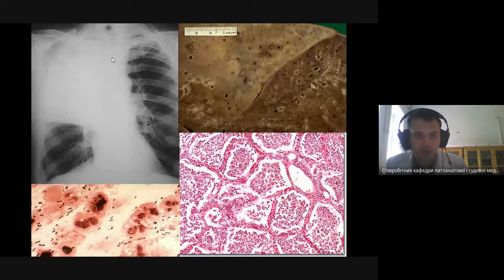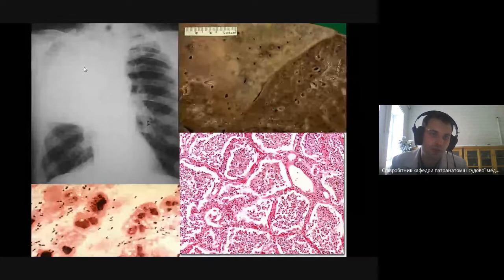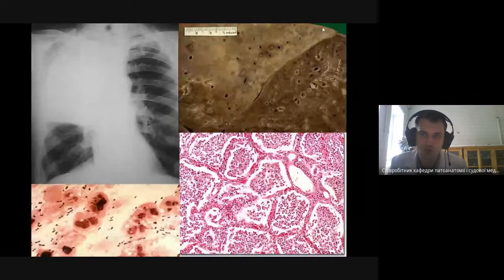Okay, and this one, on X-ray, you see the shade of the whole lobe, or probably two lobes, uniform, with no translucent areas. So that was lobar pneumonia.